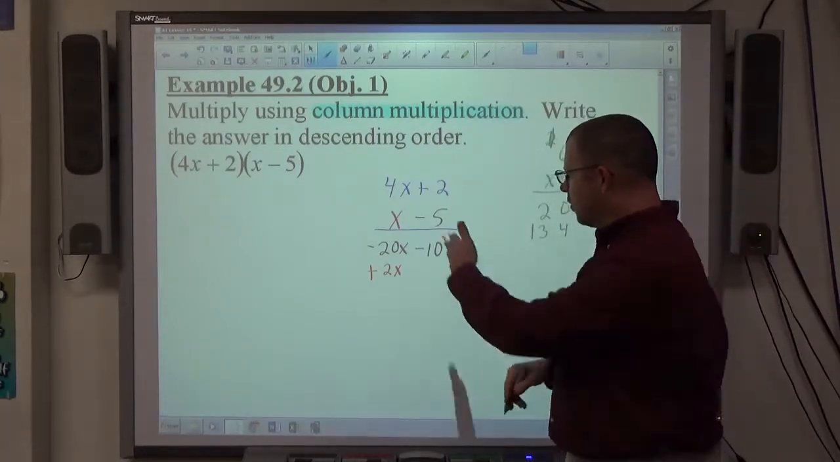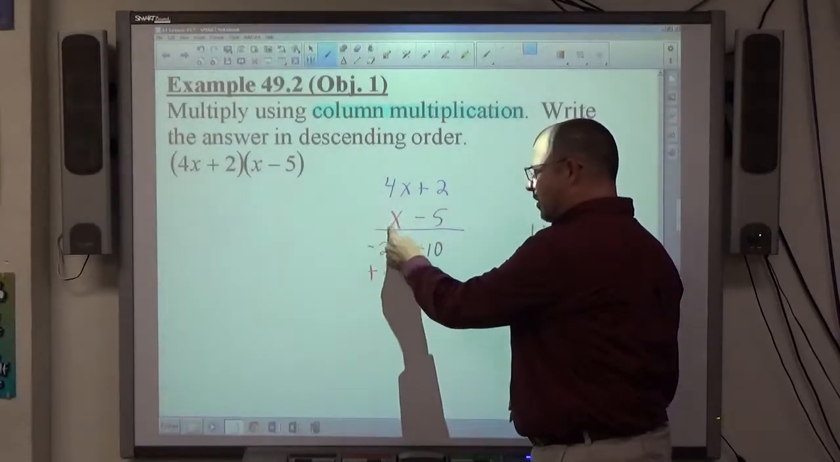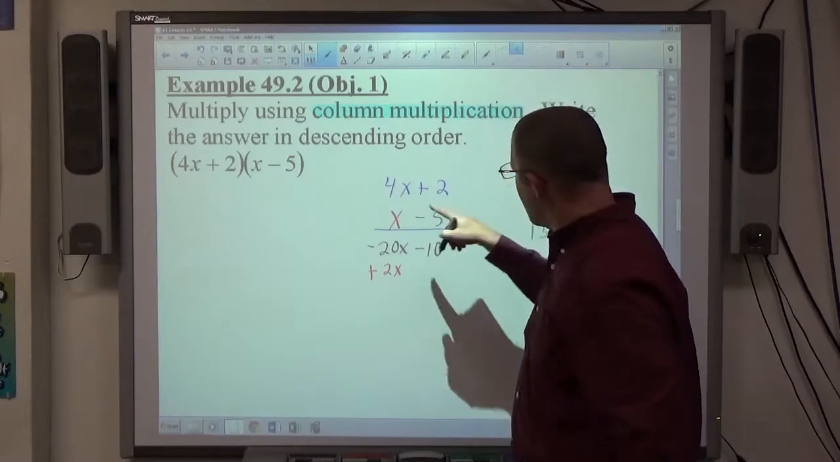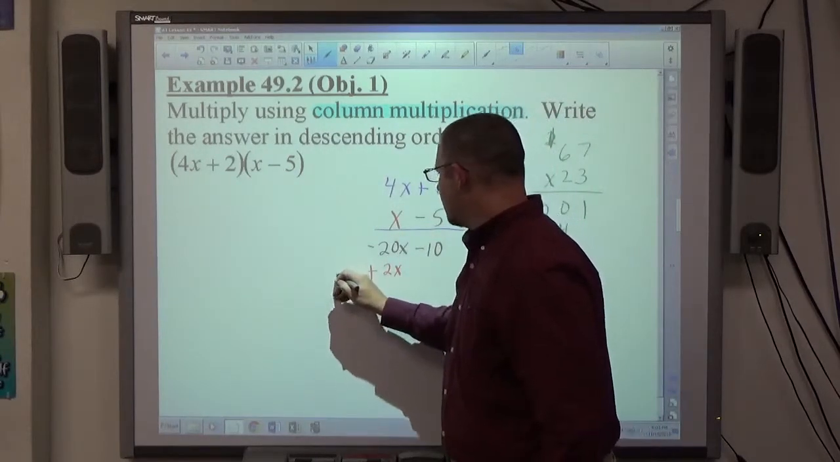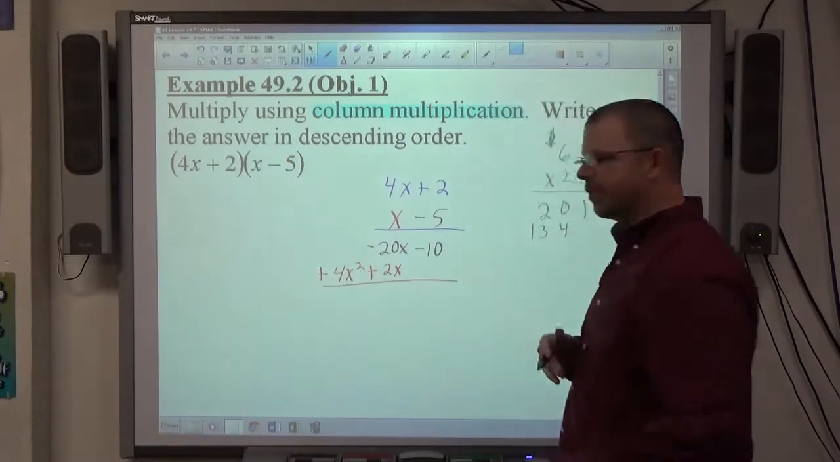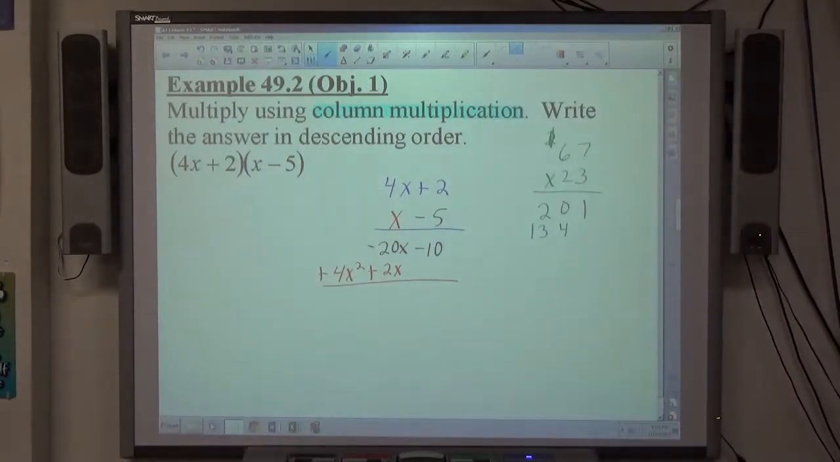All right? So same deal happens here. I'm multiplying x times this. I'm going to put the answer underneath the x, and like terms line up when I do that. Positive x and positive 4x make positive 4x squared. You can put a plus in front of that if you want. The first term doesn't have to have a sign in front of it if it's positive.